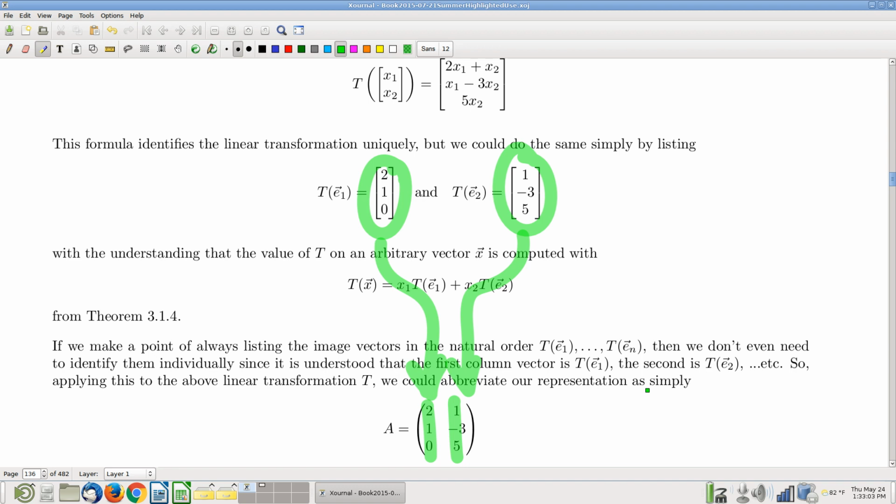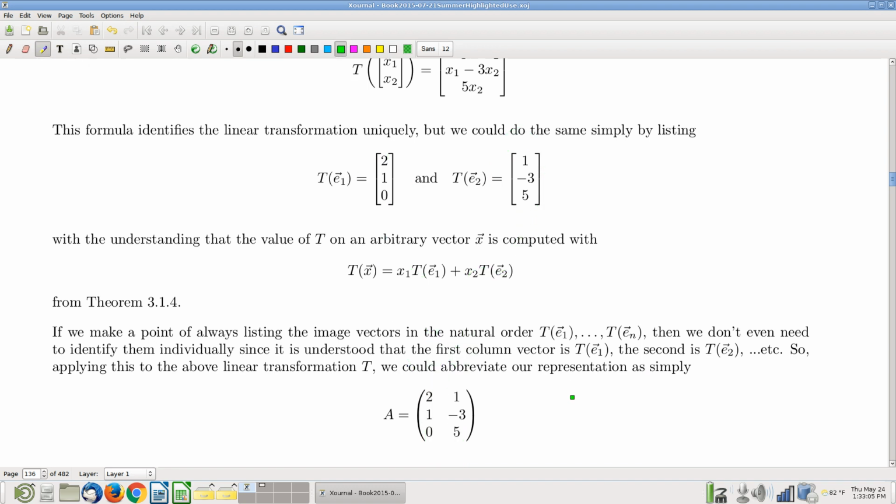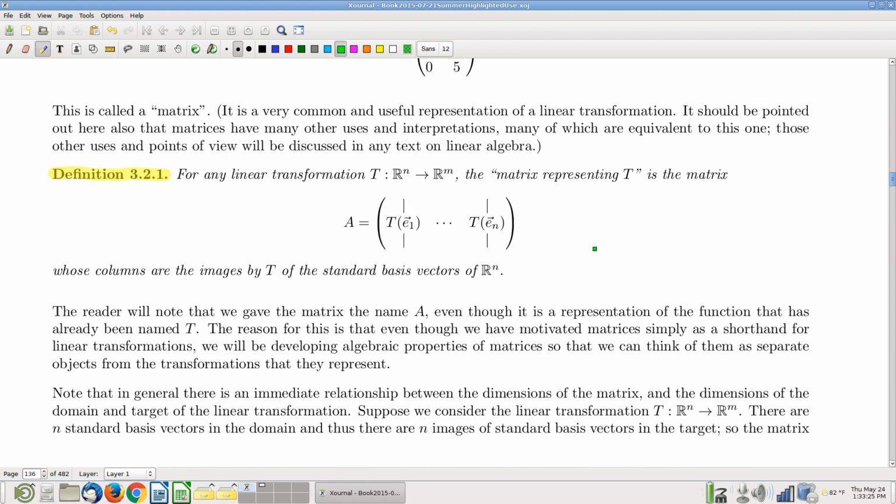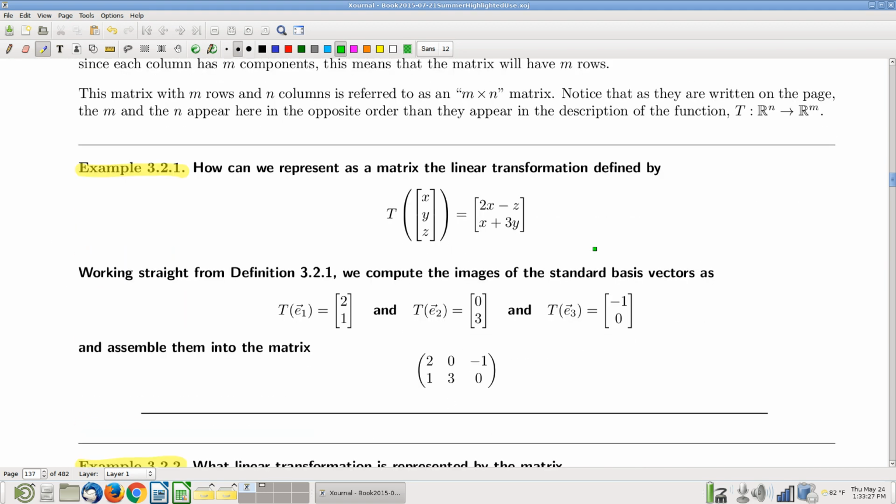Right? So if you were to see, and this is the definition I'm going to make here, a matrix, the columns are the images of the standard basis vectors. That's simply a way of representing the linear transformation. So we call this the matrix that's representing the transformation T. Let me give you an example, a couple of examples. Here's one.